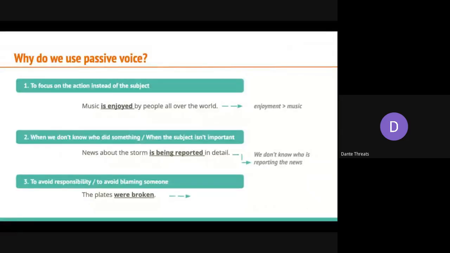Okay, 1, yeah, to focus on the action instead of the subject. 2, when we don't know who did something or when the subject isn't important. And 3, to avoid responsibility, to avoid blaming someone. Okay, let's move on.